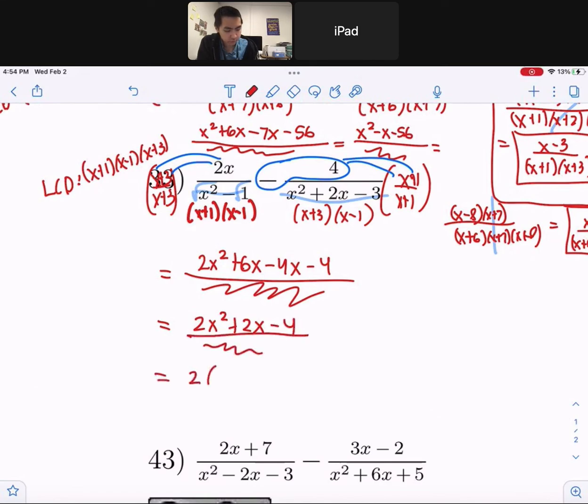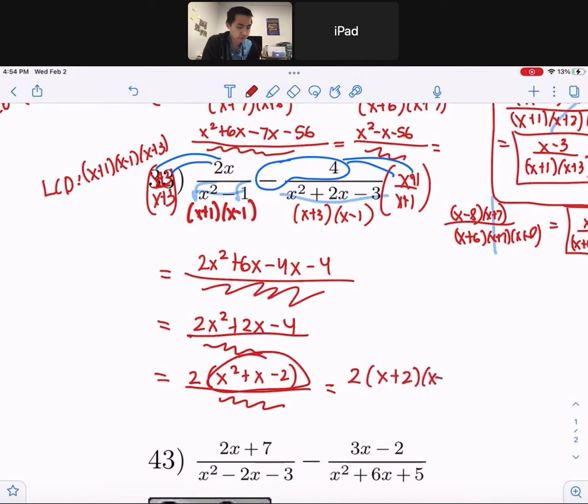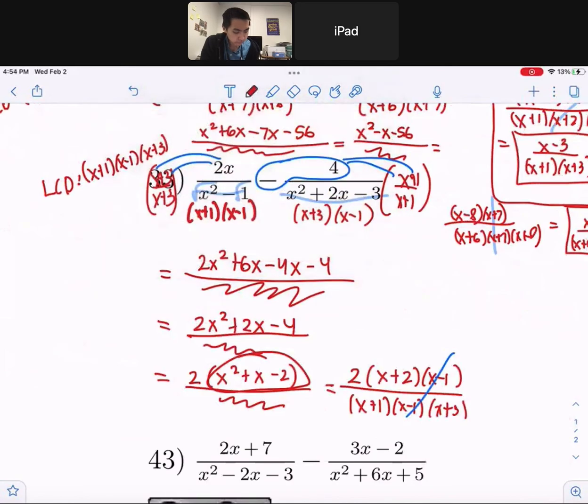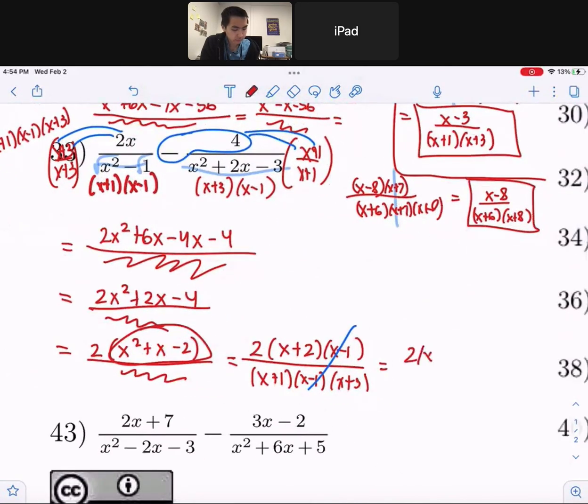And we can factor out a 2 on the top to get x squared plus x minus 2, all over the LCD. So this is something we can do the x method with. So it'd be x plus 2 times x minus 1. And now I'll incorporate putting it all over the LCD of x plus 1, x minus 1, and x plus 3. And notice, the x minus 1's cancel. So we got 2 times x plus 2 all over x plus 1.